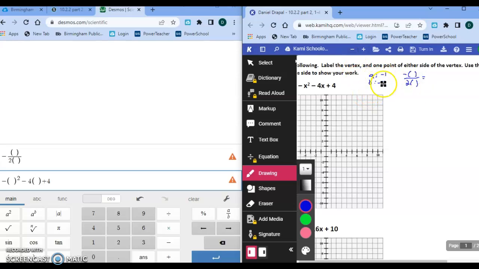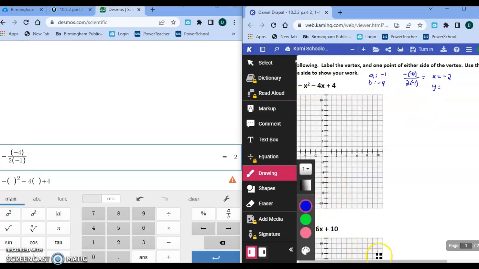All right, so my b is negative 4, so that negative 4 goes here, and my a is negative 1. So I come over here and type in these numbers, what I already previously did. Negative 4 over 2 times negative 1 gives me negative 2. That's the x value of my vertex. So x equals negative 2. And now I have to find my y.